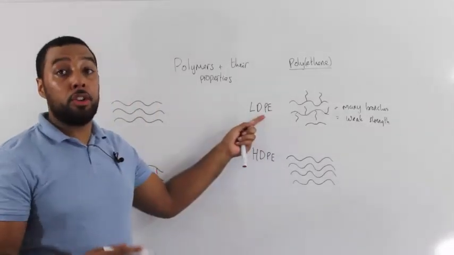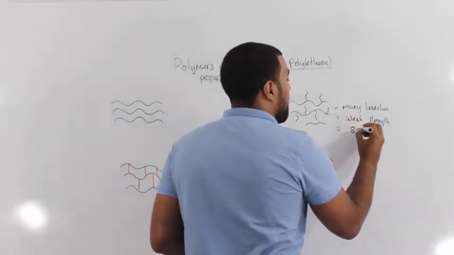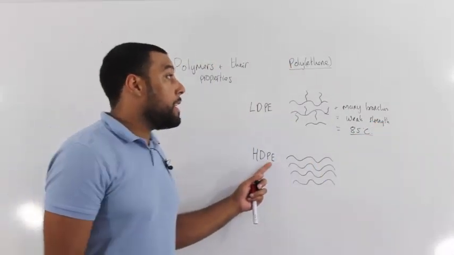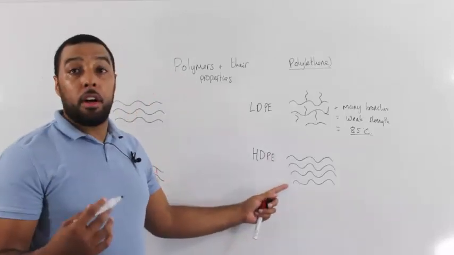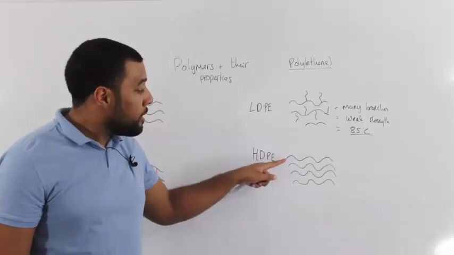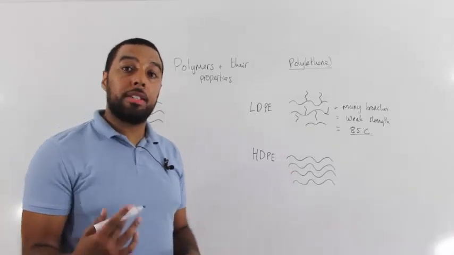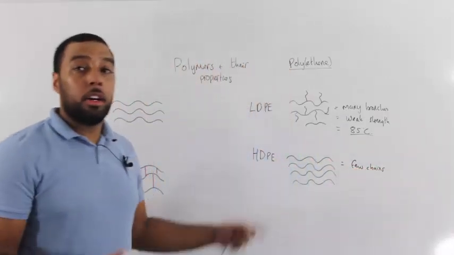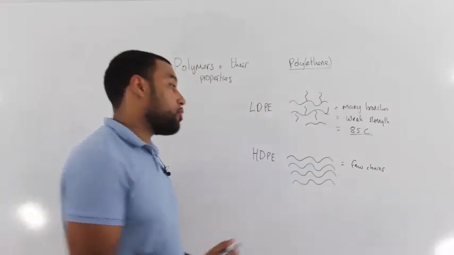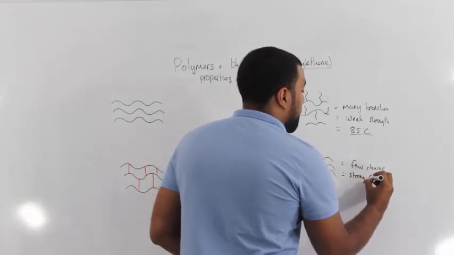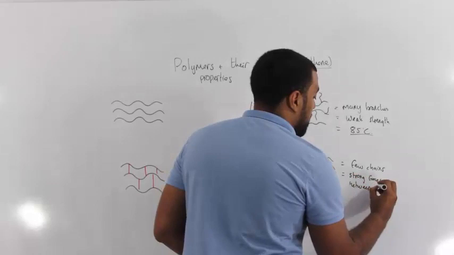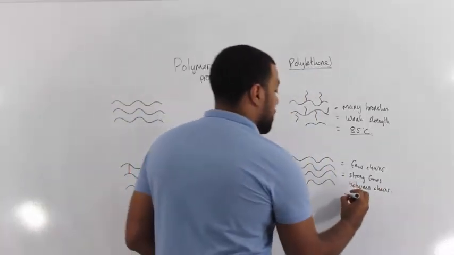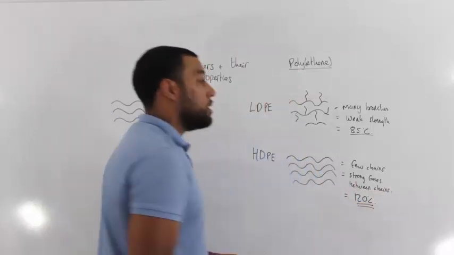Now the maximum temperature that we can use LDPE at is about 85 degrees, whereas in high density polyethylene you can see that we have a lot less branches. There's far less branching, which means that these polymer chains are able to pack closer together. If the polymer chains are able to pack closer together, the intermolecular forces are stronger. So there are strong forces between the chains. Now the maximum temperature that we can use HDPE at is around 120 degrees.